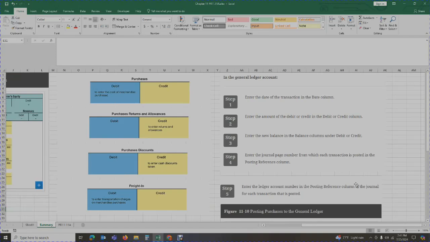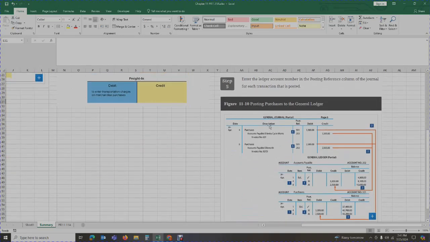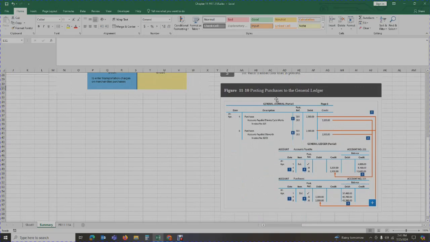Students struggle or tend to struggle when they are transferring the information from the journal to the ledgers. Your textbook provides you with a summary, step by step, of what you need to do. Please go back and review that in detail. It also shows you on figure 11-10 how the information flows from your journal to the respective general ledgers. So if you follow the diagram, it will show you where the information from the journal feeds into the specific ledgers. Your post reference, remember, is the journal page number.